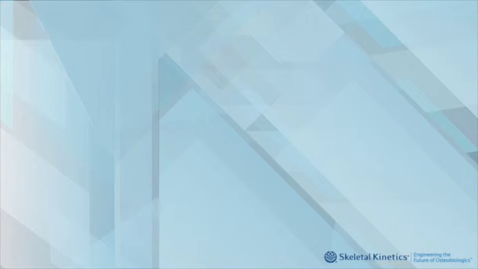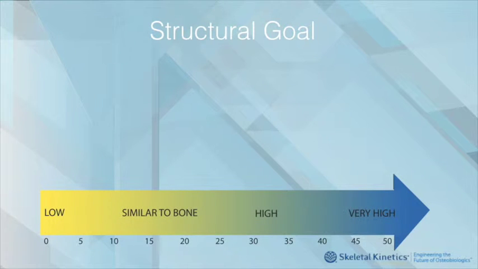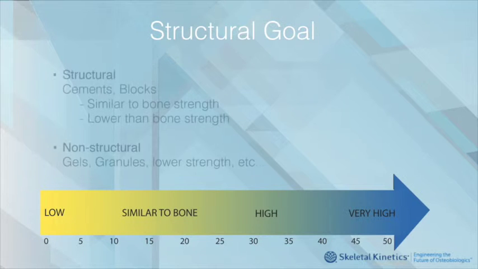The next part of our algorithm is structural goals. Do we need structure, or is it okay to have no structure? An arrow will be provided on each slide to show us what strength categories or structural goals each category or graft accomplishes. Some grafts, it's okay for them to be low or have no structure, but others, depending on what we're trying to accomplish again in our clinical application, may require us to have similar strength to bone, or it may even be beneficial if our graft has higher strength.